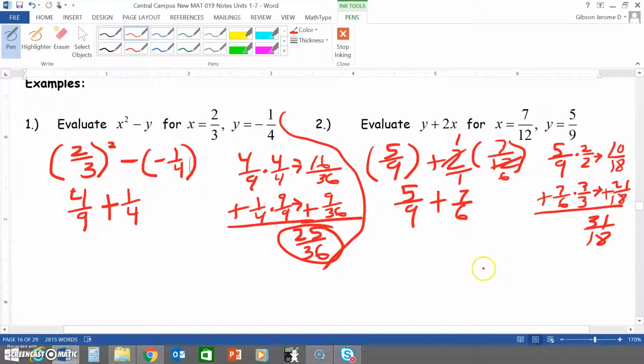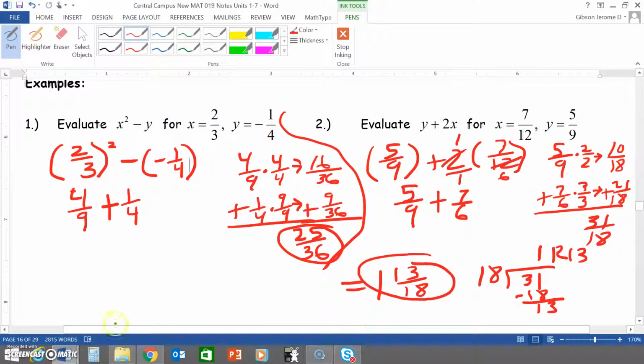So now we can change this to a mixed number. So we have 18 goes into 31 once. 31 minus 18 is 13. So you have a remainder of 13. So now your final answer would be 1 and 13 over 18. And that is it.